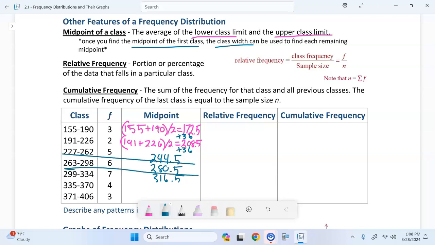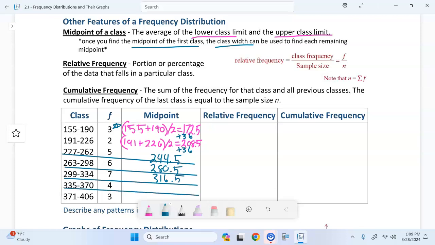Divided by 2. Why are you dividing by 2? Because we're finding the average of the lower and the upper. So it's divided by 2 and then you add 36. Or we could add, that difference is 36. Exactly. We find the first one by finding the average of the first class. We could calculate the average for each and every one of these classes, and it will give us all the midpoints. Or we can just take the first one, add 36 to get the second, add 36 to get the next, plus 36, plus 36.